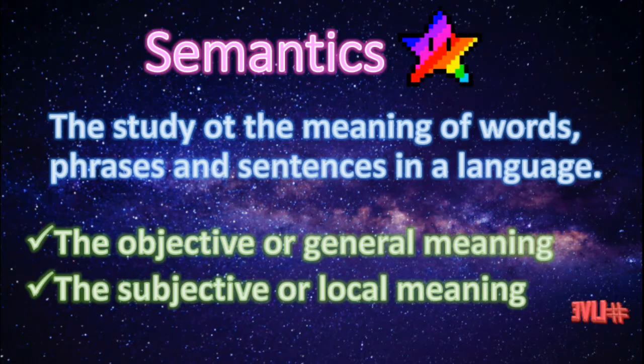For example, if we say, "he is smart," the sentence means that a male is intelligent, while the subjective or local meaning stands for what a sentence means according to the context in which it is said. For instance, taking the previous sentence, "he is smart," it can be used in a sarcastic way to say the contrary, that a male is not intelligent.